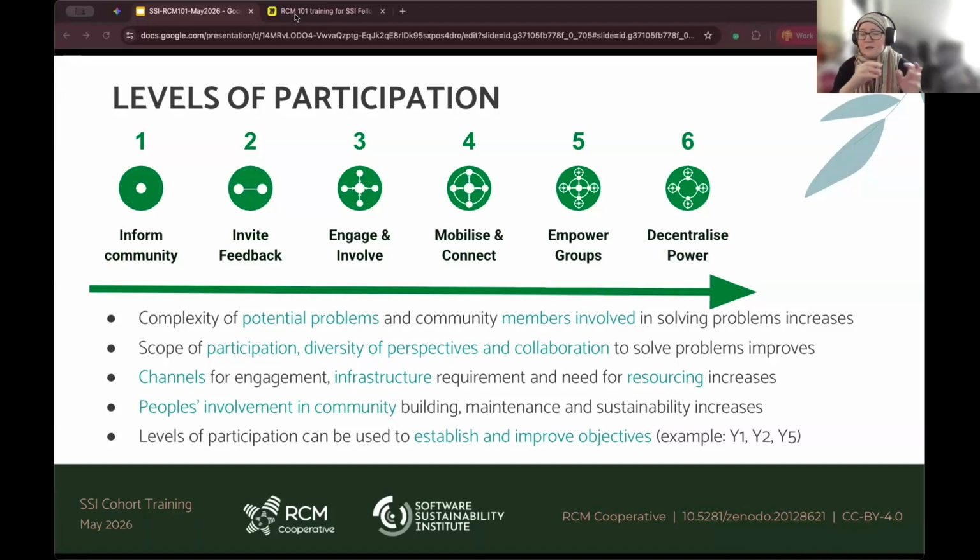And so it really means that as you're going from the left to the right, you have to start empowering more people to actually be community managers or community leaders within this community. And then finally, the levels of participation can be used to establish and improve objectives. So the community may have initial goals, but then these might be achieved after a few years. And so actually then you might want to build on those in subsequent years. And actually that in itself brings more complexity or more need of complexity and participation within the community.